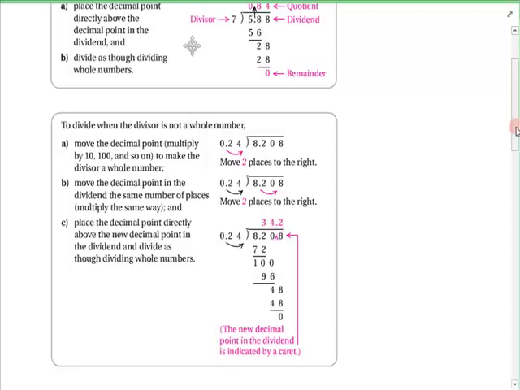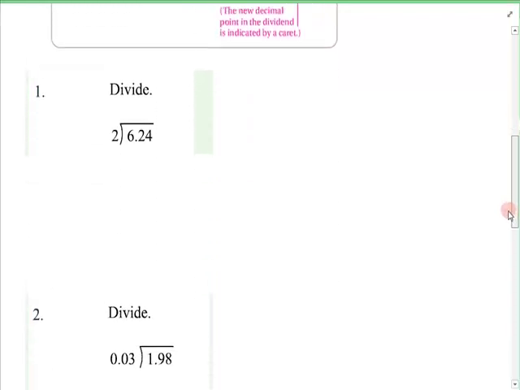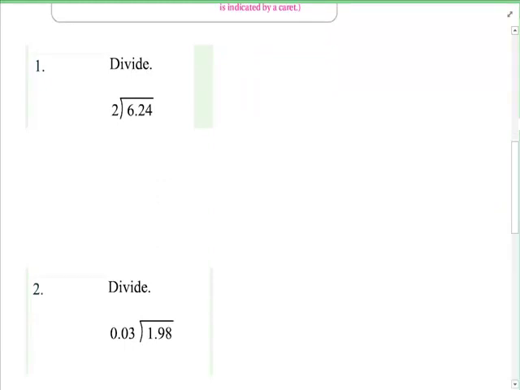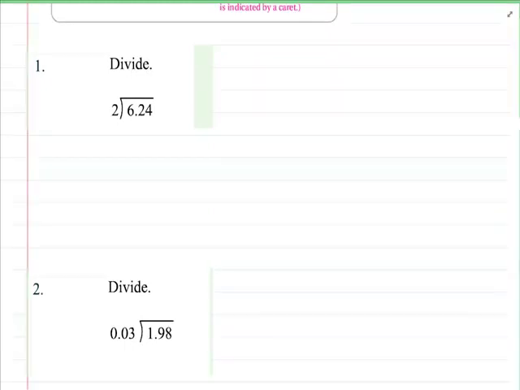All right, let's do it. Let me get some lined paper. There we go. All right, the first problem is 2 into 6.24. This is a whole number, which means the decimal point goes straight up. And now I ignore decimal points. I'm dividing by 2. 2 goes into 6 3 times. 3 times 2 is 6.